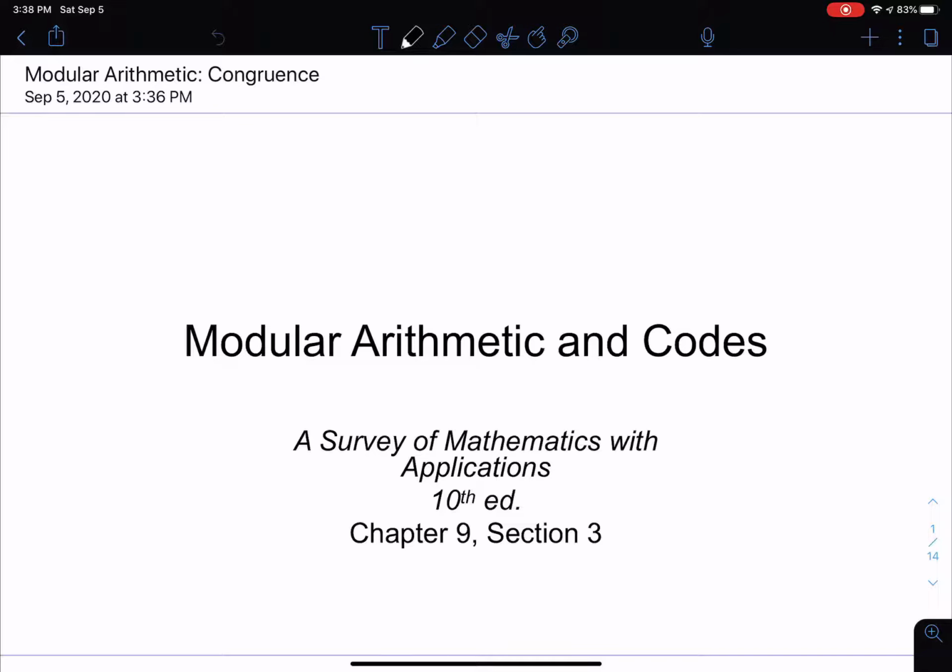Okay, so previously, in the last video, I mentioned that Carl Friedrich Gauss introduced our modern symbol for congruence. So today you're going to get to see that modern symbol and what exactly it means as we talk about modular arithmetic and congruence.